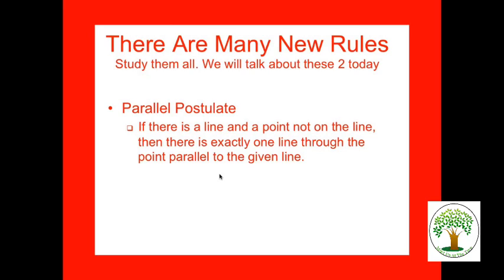Okay, you have room to draw a picture. We're going to see what kind of picture we can draw from this. If there is a line and a point not on the line, that's the part you have to draw. So I'm going to draw a line. Mine's going to look like a ray because I can't do it on both ends.